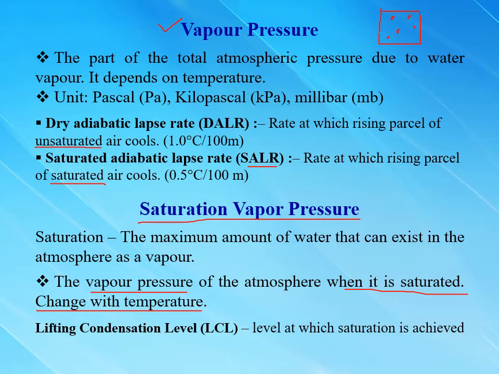Now, when unsaturated air, while rising upward, changes its condition from unsaturated to saturated due to adiabatic cooling, the level at which saturation is achieved is known as the lifting condensation level, abbreviated as LCL.